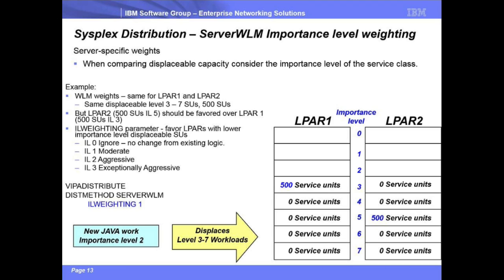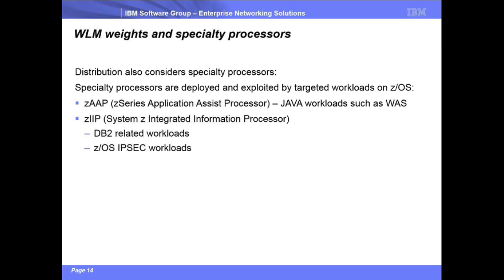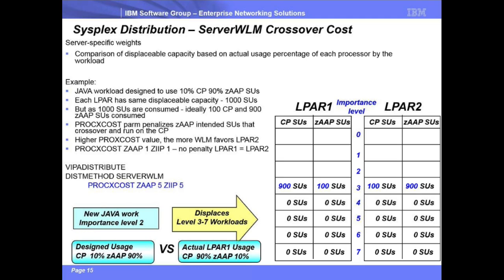Okay, moving on past importance level weighting. Another thing that WLM considers is specialty processors. Specialty processors are processors that are deployed and exploited by targeted workloads on z/OS. There's a zAAP processor type, which is a z-series application assist processor, and that's for Java workloads such as WebSphere applications. And then there are also zIIP, System z integrated information processors, and they can be for DB2 workloads or z/OS IP security workloads. One concern when using specialty processors is crossover cost.